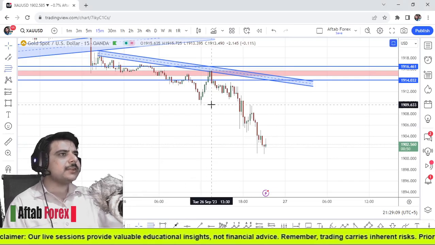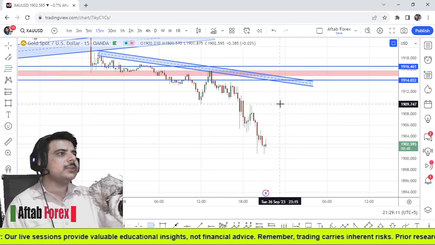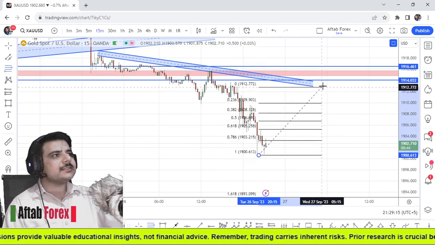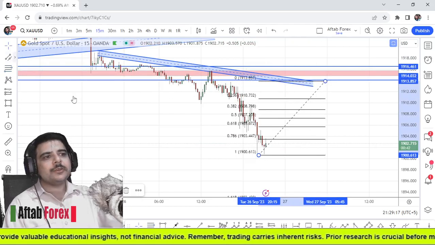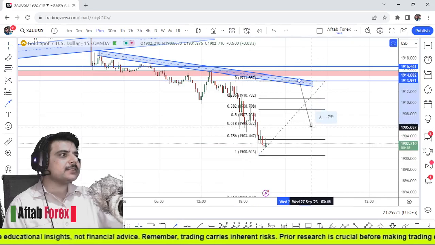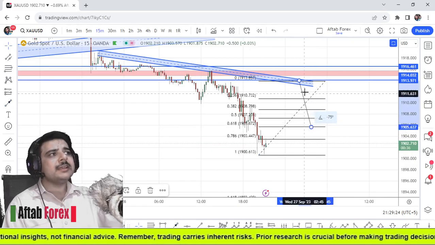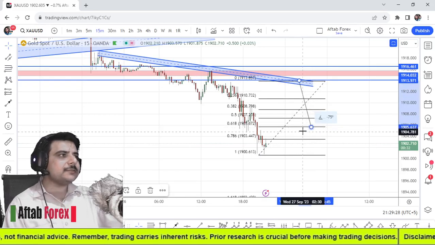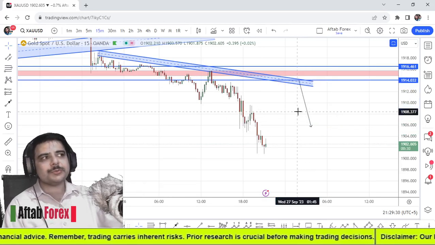Let me show you that with a Fibonacci tool as well. Let's suppose the market goes back up from right here and we take a sell tomorrow from there, where will we be looking for our potential targets? Definitely the 61.8% retracement. It will be dropping from there once again towards 1905. So this can be one trading opportunity we have.